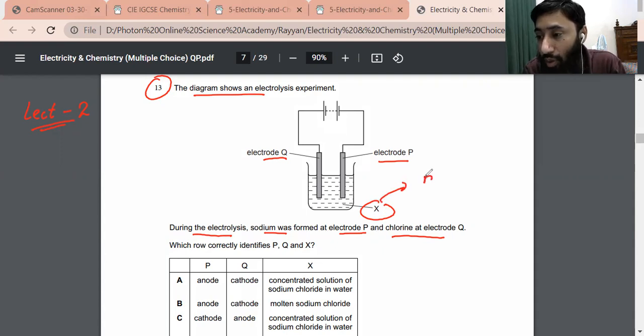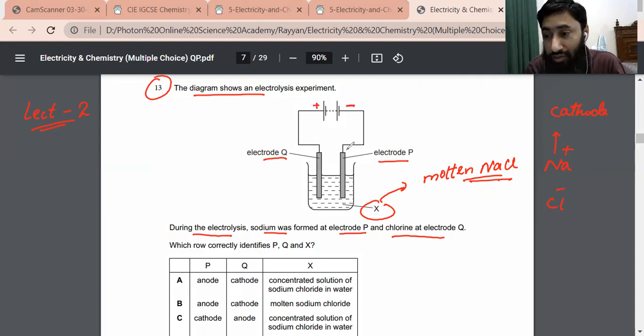X should be molten NaCl, because in molten NaCl we get sodium ions and chloride ions, and the sodium ions move towards the cathode and deposit there in the form of sodium metal. This is the negative terminal of the battery. This is the positive terminal of the battery.